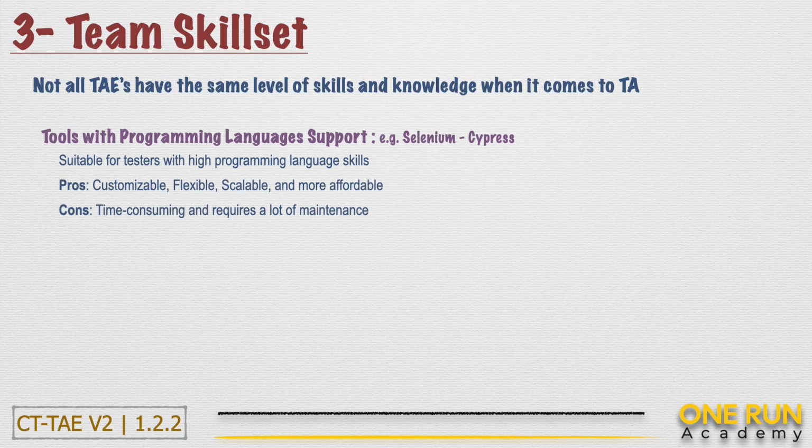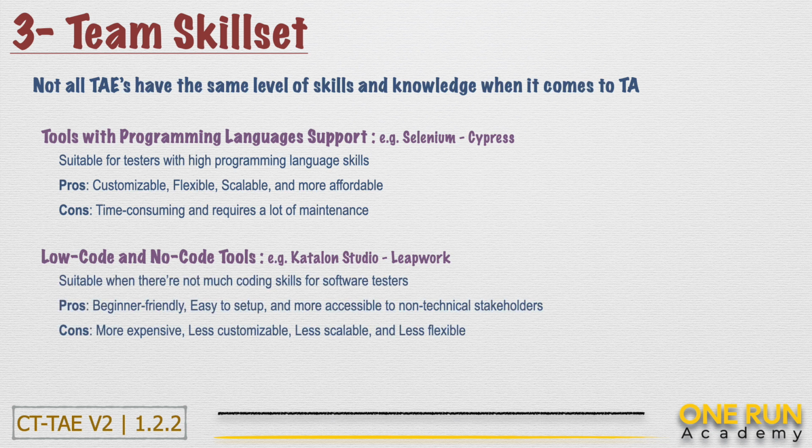Now, let's talk about low-code and no-code tools. These tools are a lifesaver when your team doesn't have a ton of coding experience. Katalon Studio is a good example of low-code tools, and Leapwork is an example of no-code tools. The naming is self-explanatory, I believe. Low-code tools require minimal coding skills, offering some flexibility, while no-code tools require no coding knowledge at all.